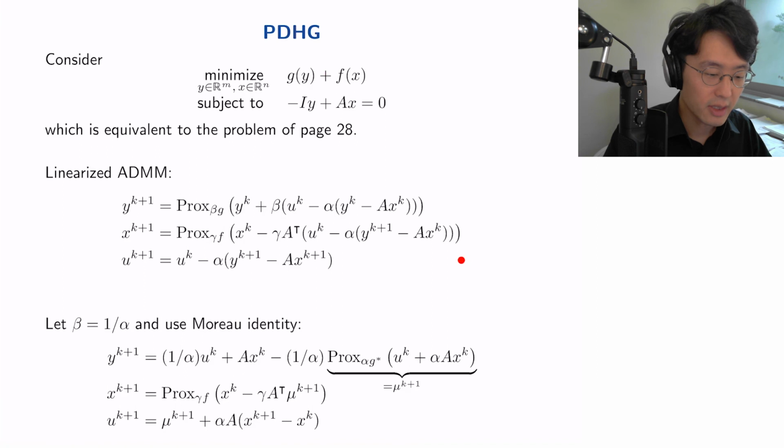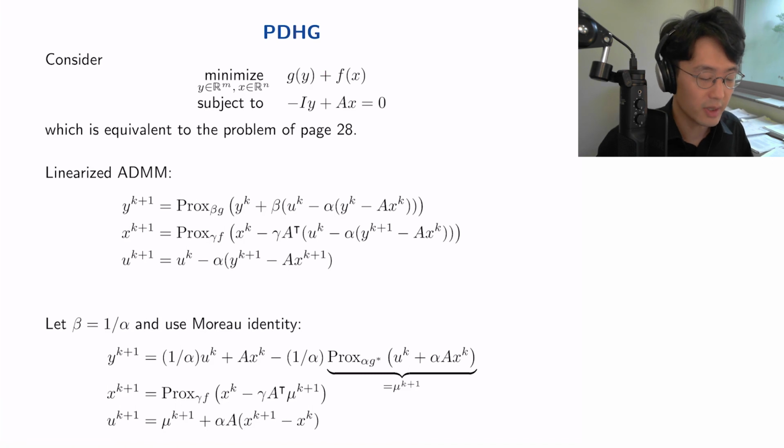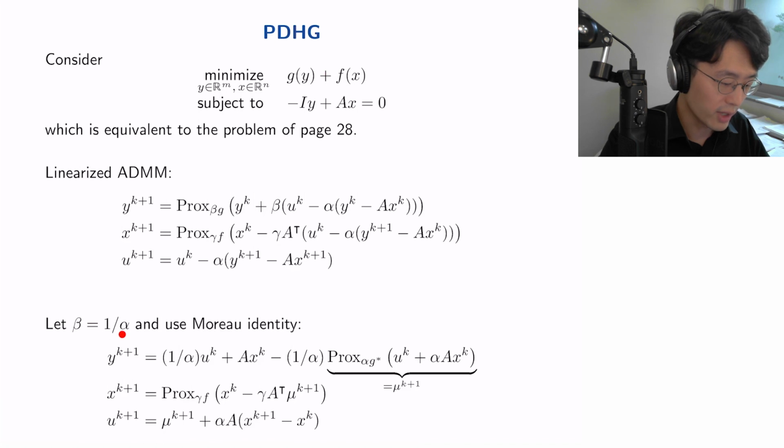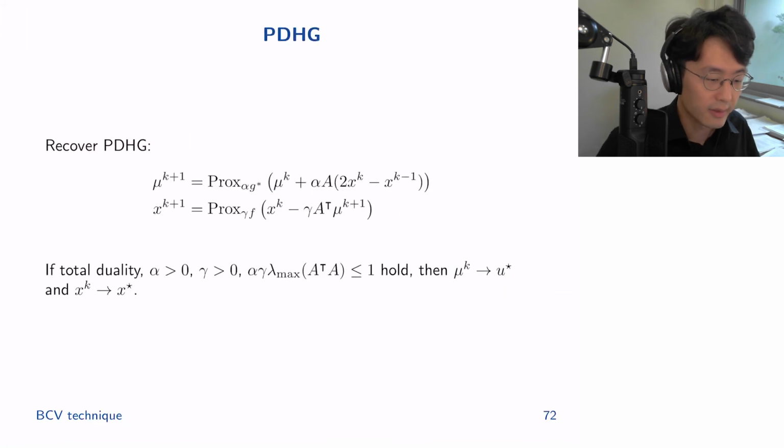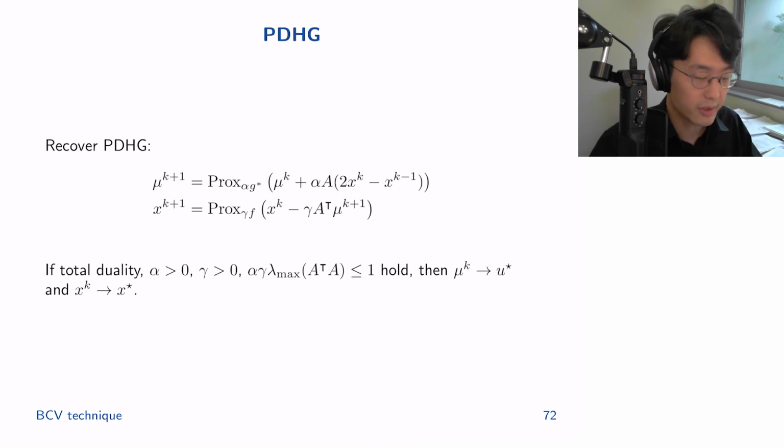Now this method does not at first sight seem to resemble PDHG that much, but if we make the particular choice beta is 1 over alpha, and then use the Moreau identity to convert the proximal operator with respect to g to the proximal operator with respect to g star, and then perform some change of variables and some calculations, then we arrive at PDHG. So we recover PDHG. Again, if strong duality holds, and alpha and gamma are positive, and if this step size condition holds, then the dual iterates converge and the primal iterate converges.